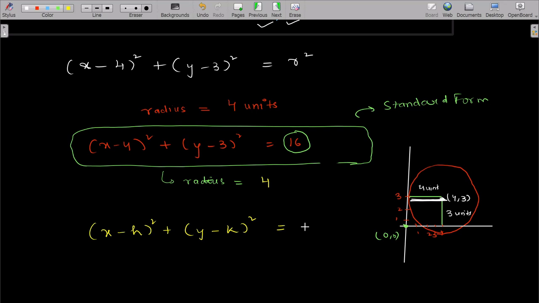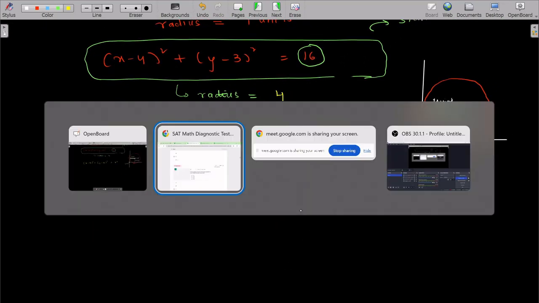Then whatever you have on the right hand side, you take its square root and you'll get the radius. So here you had 16, you took its square root, the square root of 16 is 4, and that's the radius. But in our question, I'm going to write that question here so that you can compare.